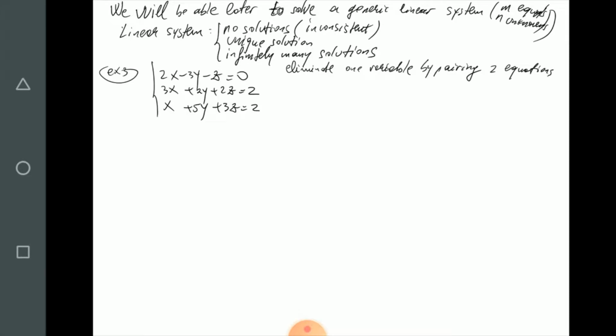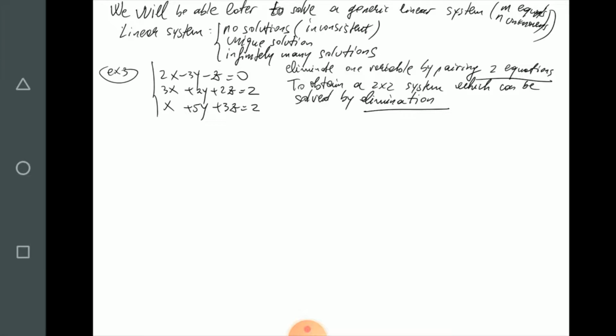So you decide to eliminate z, let's say, from all the equations, then you have to pair 2 equations and eliminate z from both of them. So the goal is to basically, once you eliminate one unknown, obtain a 2-by-2 system, which can be solved again by elimination. So the more variables, the more elimination you have to do. So I decide to choose z to be eliminated. And again, the choice of which variable you choose to eliminate has to do with some convenience of coefficients.